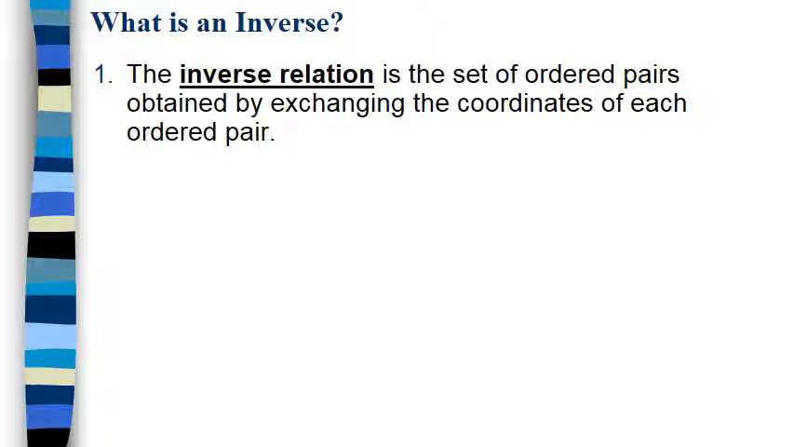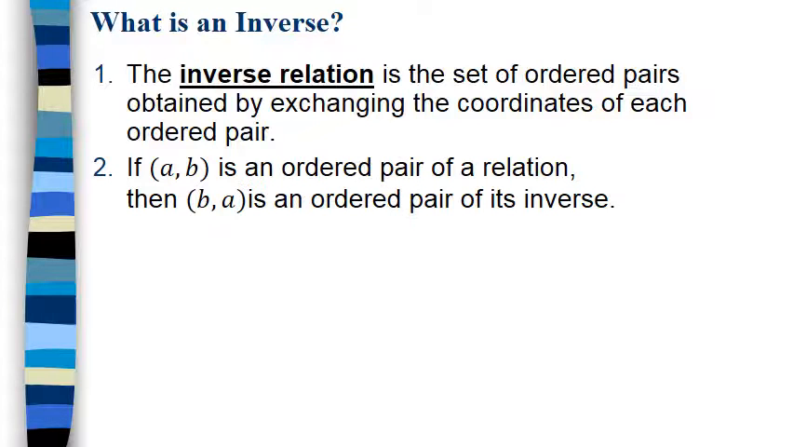Okay, so what exactly is an inverse? We keep talking about composition. The inverse is, by definition, the set of ordered pairs obtained by exchanging the coordinates of each ordered pair. So that means, basically, if (A, B) is an ordered pair, so if A is your input and B is your output, then in the inverse, B is the input and A is our output.